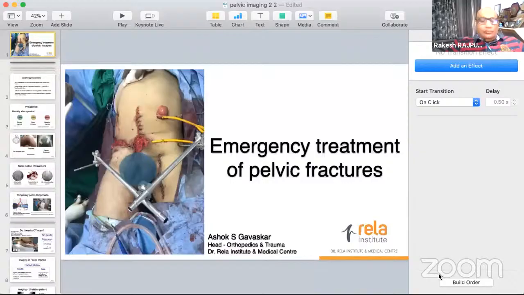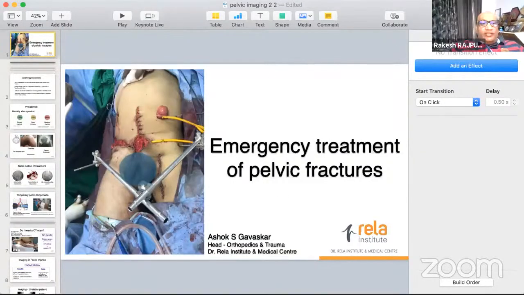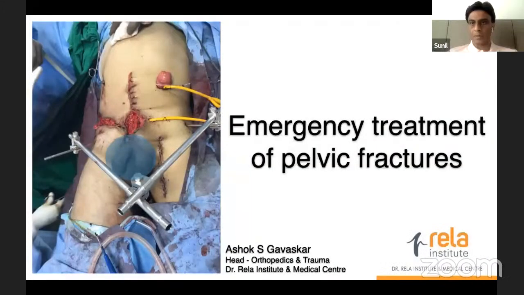Can I share a screen? Yes, Dr. Gavaskar, please do. Can you see? Yeah, it's seen. If you want to go full screen. Yeah, all good. Just a moment.